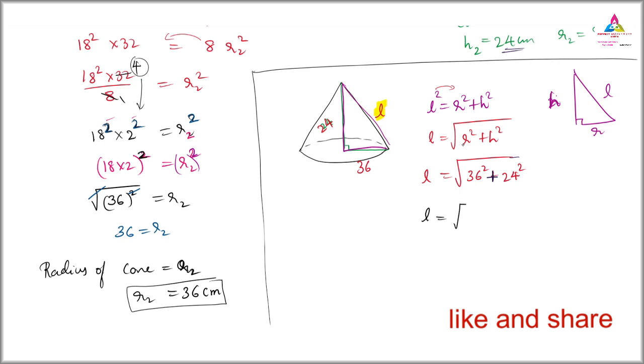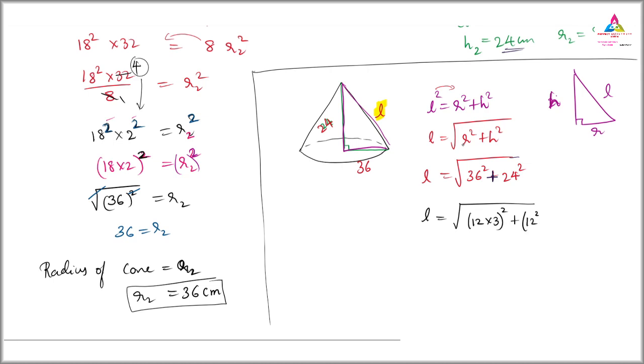Now I am writing something here. So 36 I will write as 12 into 3, because 12 3s are 36, square I have written. On the other side I will write 12 into 2, because 12 2s are 24. So what I have done is, this 36 I have written as 12 3s, and square I have kept as it is, and this 24 I have written as 12 2s. So what will happen next? I am making it very simple to calculate.